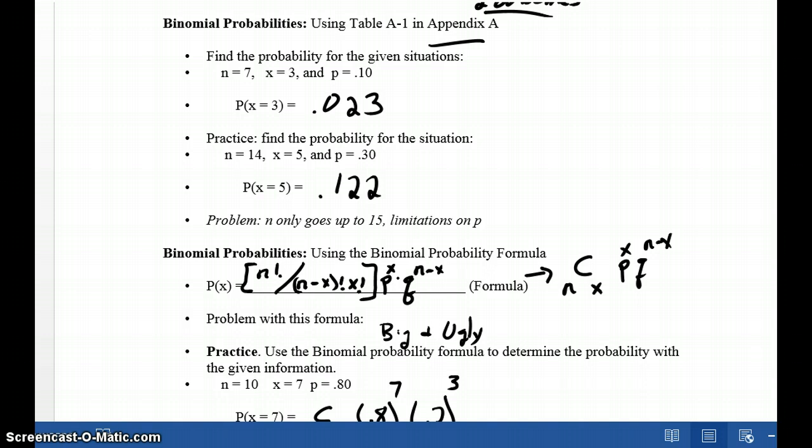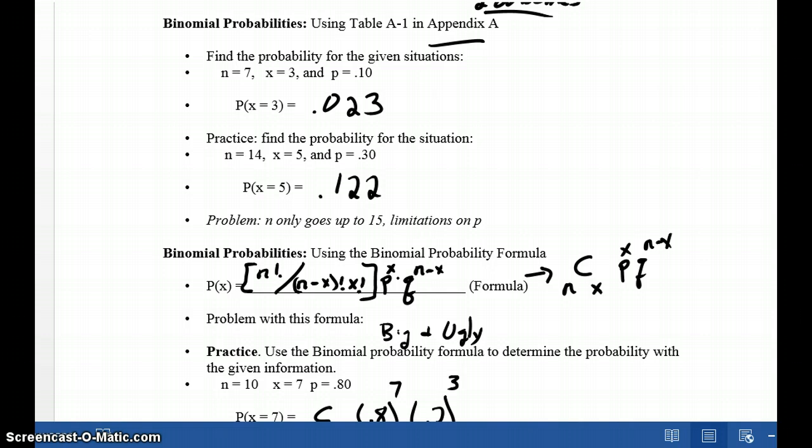The next one is just practice for you to make sure you are reading the chart correctly. n is 14, the number of successes is 5, and you have a chance of 30%. What's the chance of having 5 successes in any order out of 14 tries, where each try has a 30% chance of success? Well, if you look at your chart, you'll find that the column and the row intersect at 0.122, so you have about a 12.2% chance of that.